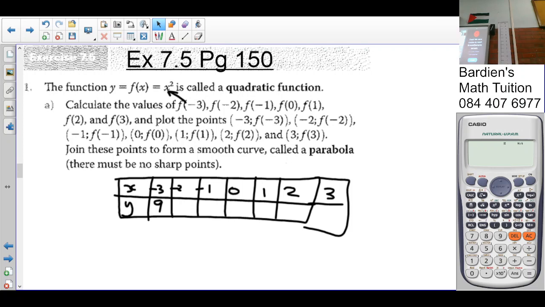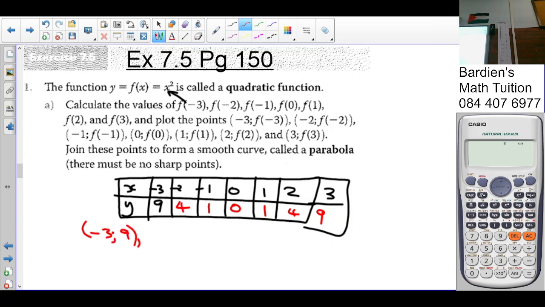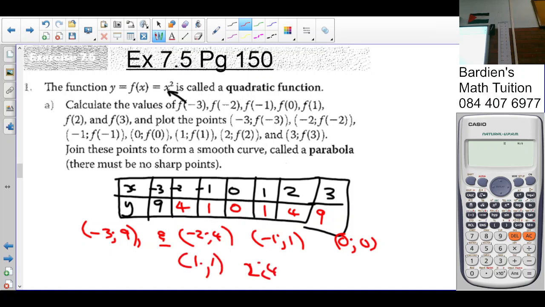Alright, so let's look at this here. Negative 2 gives us 4, 1, 0, 1, 4, 9. You all agree with that? Yes. Now it says plot the points. So which points am I going to plot here? Negative 3 and 9. Then negative 2 and 4. Then negative 1 and 1. Then 0 and 0. Then 1 and 1. Then 2 and 4. Then 3 and 9. So plot that quickly on a Cartesian plane.